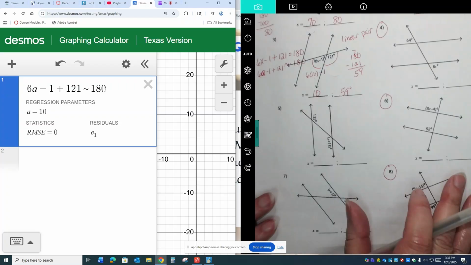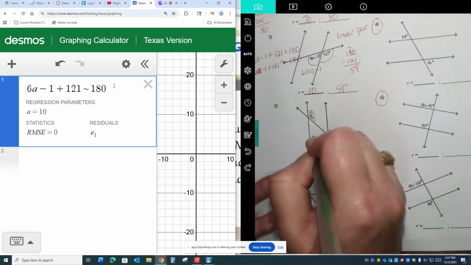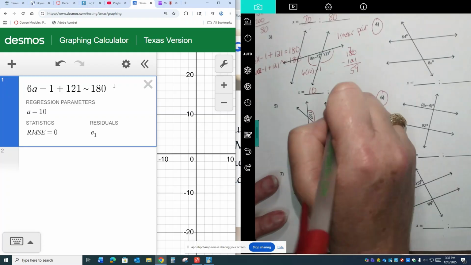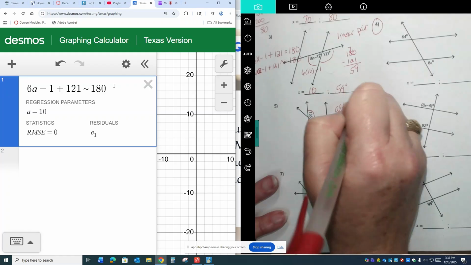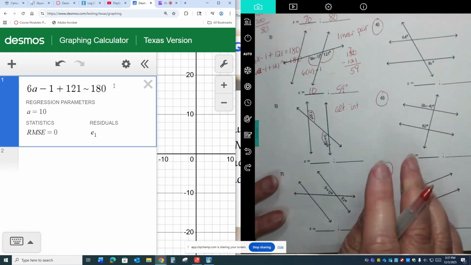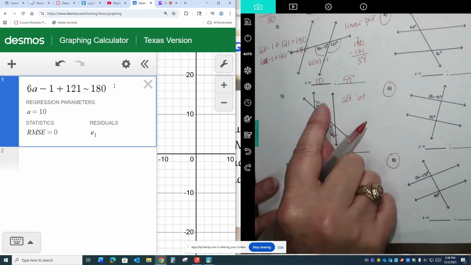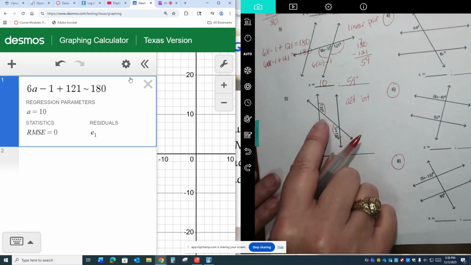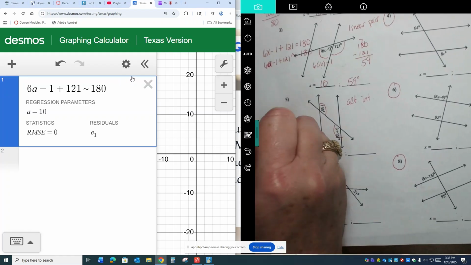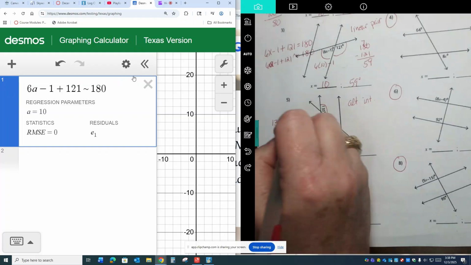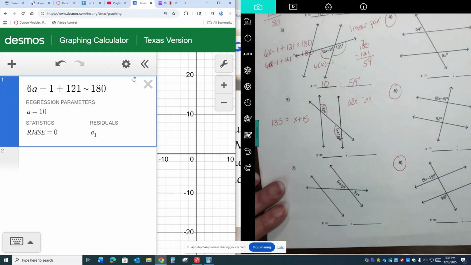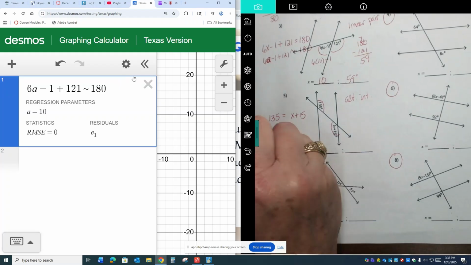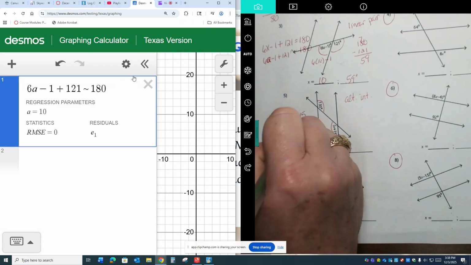All right, the next one, I've got obtuse, obtuse. They are the same. They are also alternate interior angles. So when I do this, I'm not going to set this up to add up to 180, because they are the same. That means that I need to set the 135 equal to the x plus 15. Okay, so when I put this in Desmos, I'm going to do 135 tilde a plus 15.